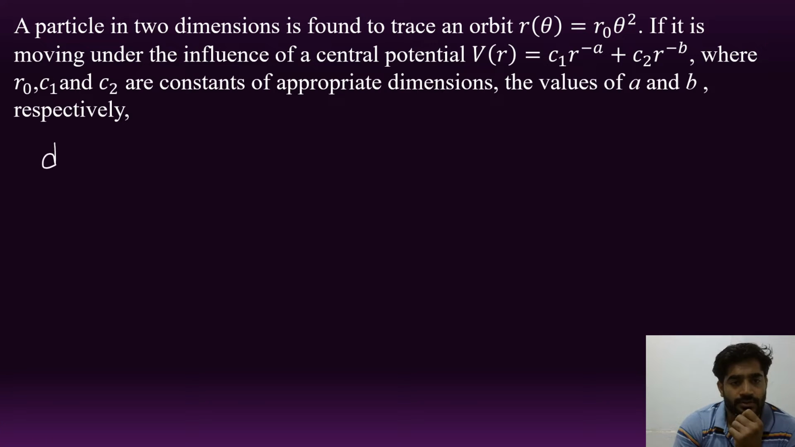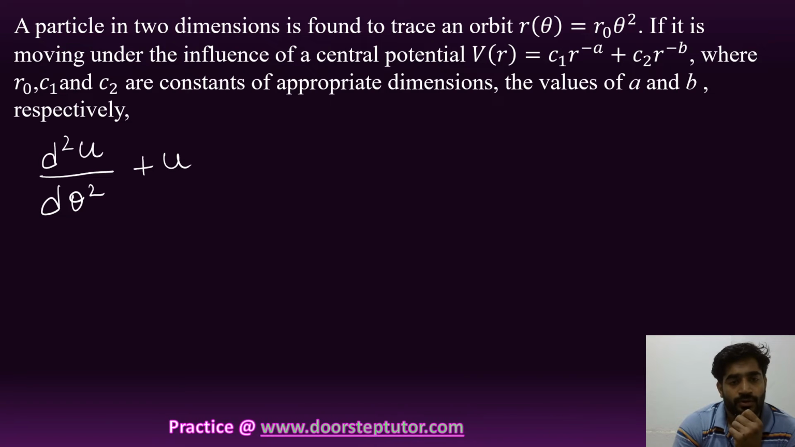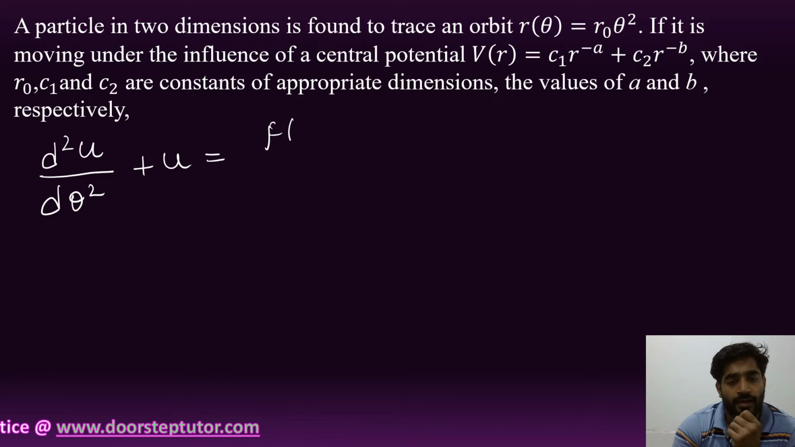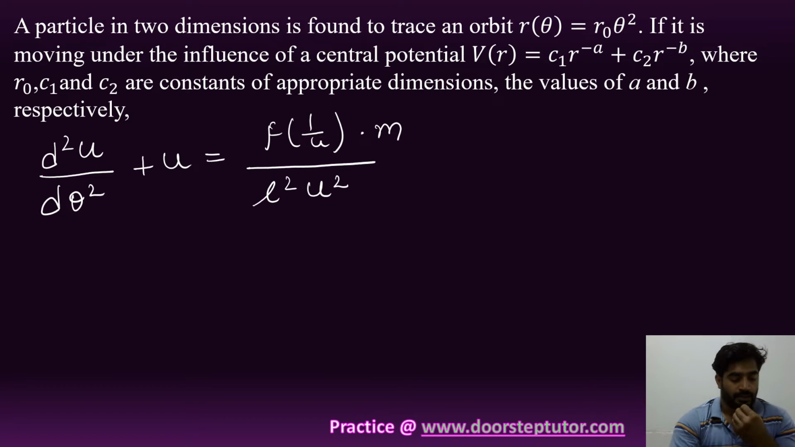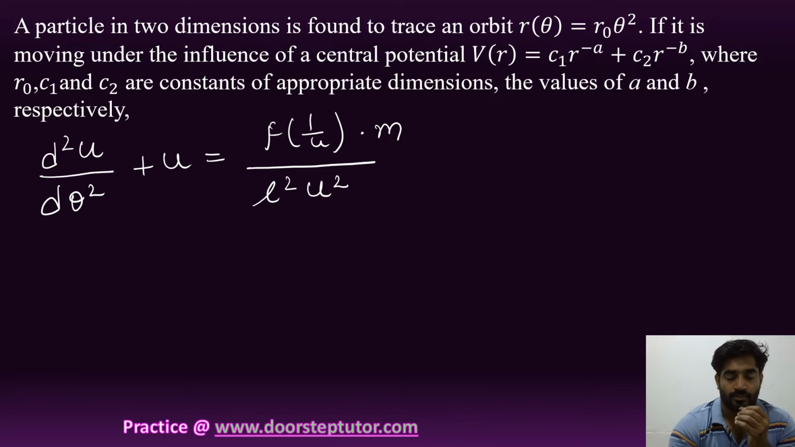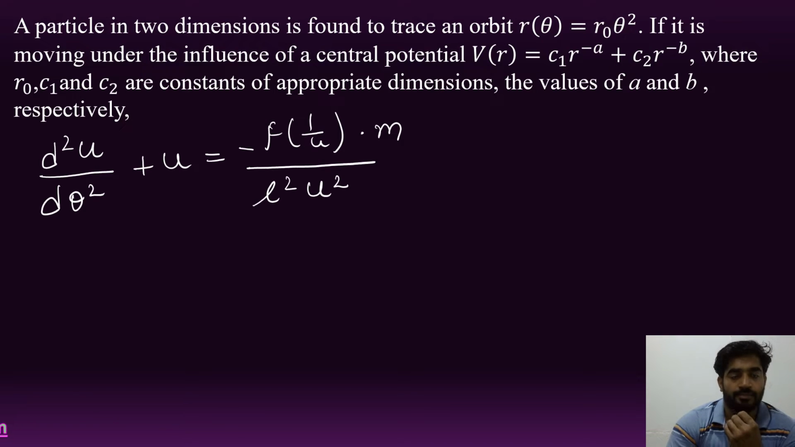That equation is d2u upon d theta square plus u equals minus f of 1 by u upon l square u square into m. So this is the equation of central potential, and the minus sign is also there. Clear? Now what is u here?